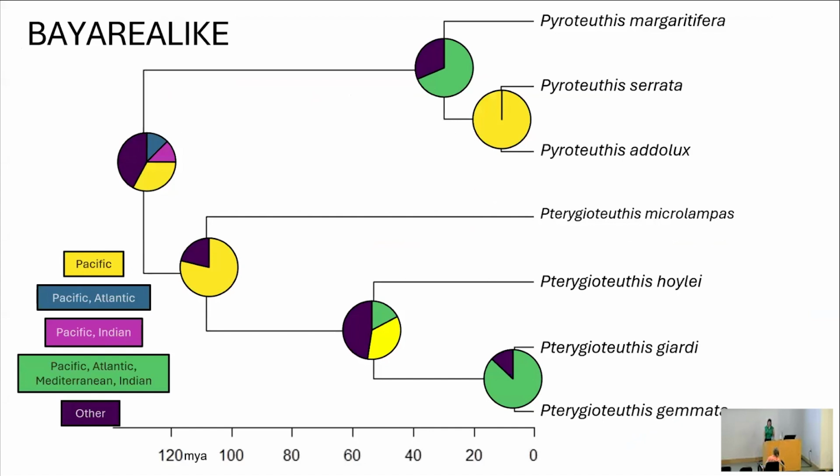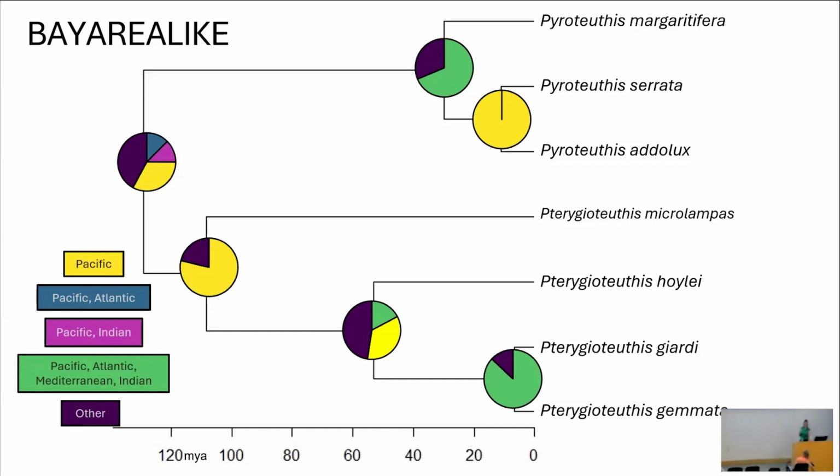So here is my tree. Pacific is yellow, Pacific-Atlantic is blue, Pacific-Indian is pink, Pacific-Atlantic-Mediterranean-Indian, so essentially global, is green, and then this other color is the other category. That other category is anything that had less than 10% chance. I just added it all up and counted it as other, so our pie charts looked prettier. It seems that the ancestor of Pyroteuthis is from the Pacific. Again, this is a pretty big other slice, but Pacific is the most likely scenario based on this pie.